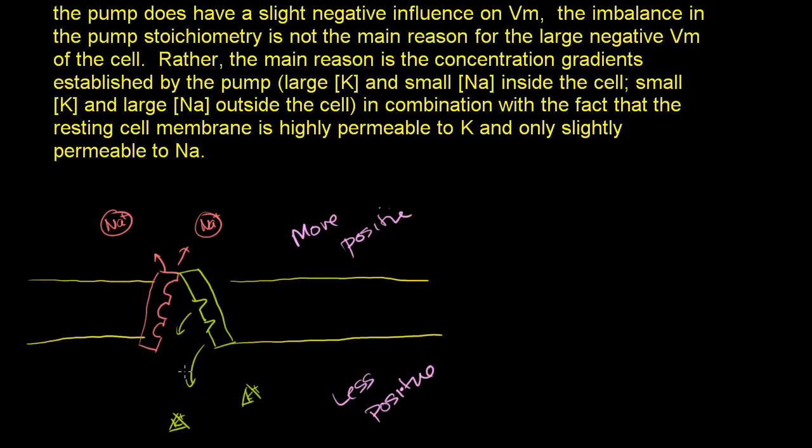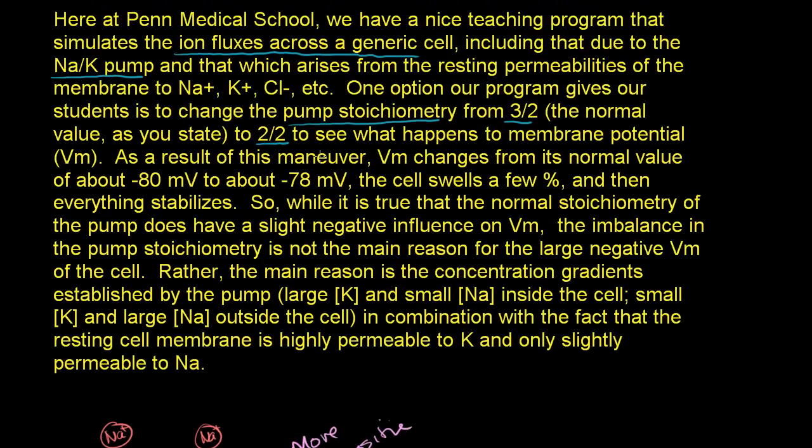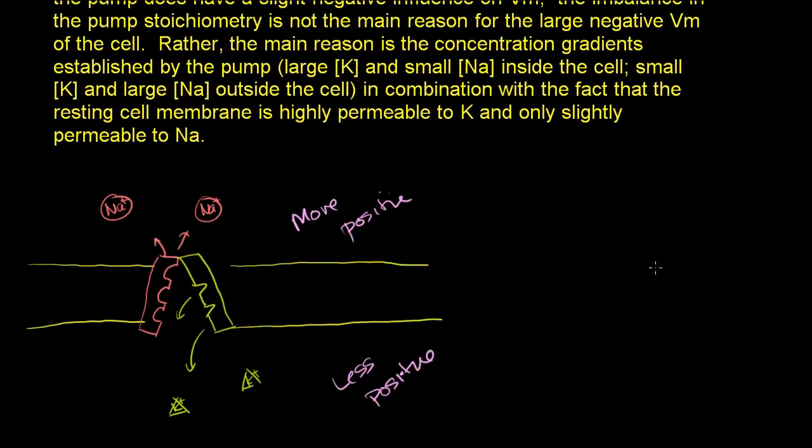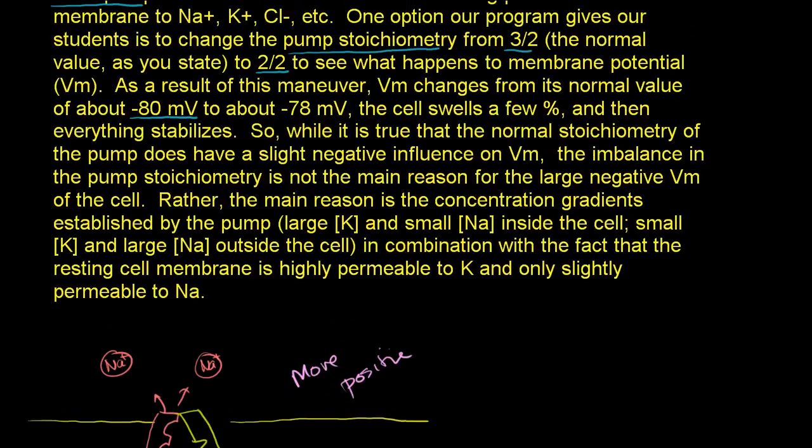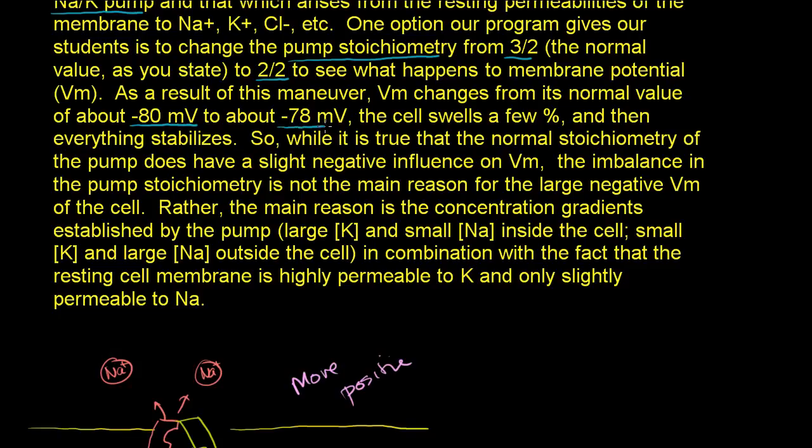And based on my explanation of why we have this potential difference, that should not lead to a potential difference if the main reason was the stoichiometry, the ratio of sodium being pumped out to potassium being pumped in. But he goes on to say, so they could change it to 2 to 2 in the simulation. As a result of this maneuver, the membrane potential changes from its normal value of about negative 80 millivolts, and they measure that. They take the voltage here minus the voltage there, so that you get a negative number. This is more positive. It's a larger number. So it changes from negative 80 millivolts to about negative 78 millivolts.